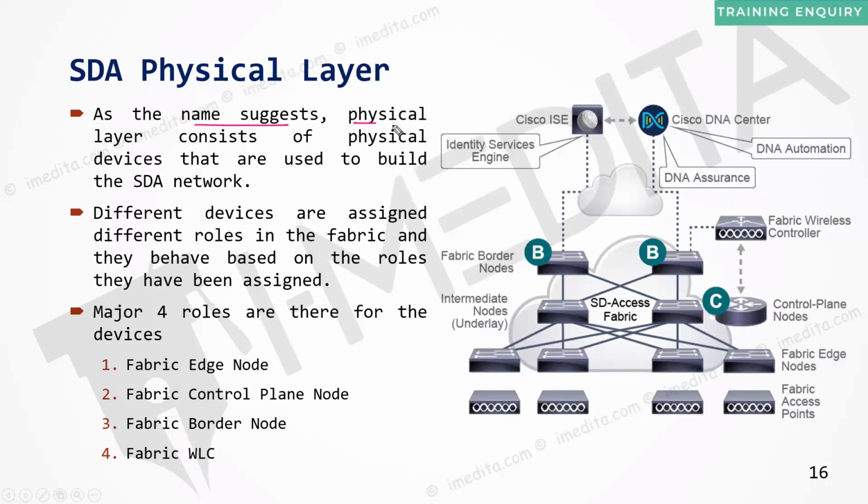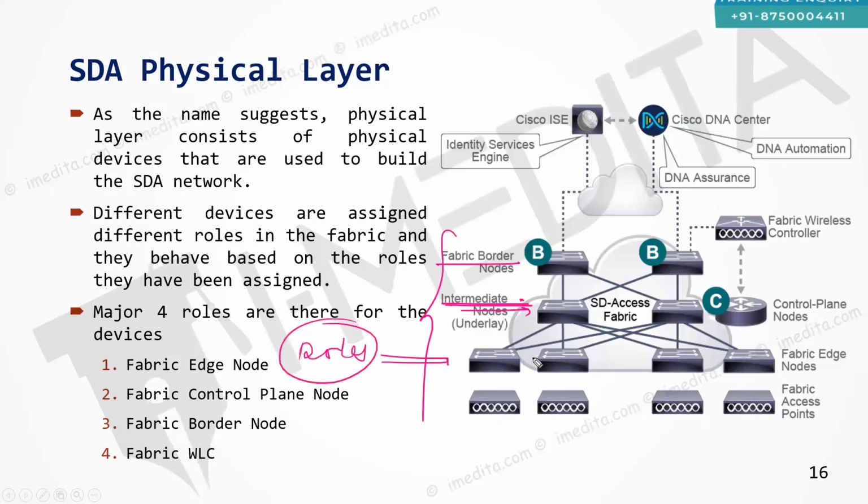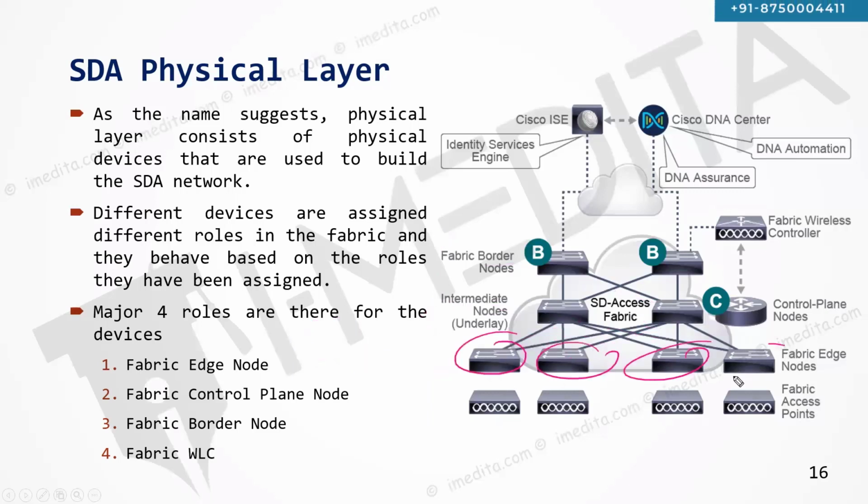So as the name suggests, physical layer consists of the physical devices that we use to build our SDA network. Once we purchase the devices and we build our network with the help of these devices, we've done the cables and everything, then we are going to set the roles on these devices. In this design, this is the access layer, this is the distribution layer, this is the core layer switches. In this design, we are going to set the roles.